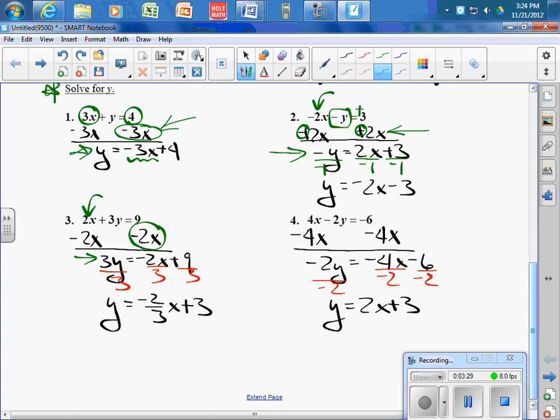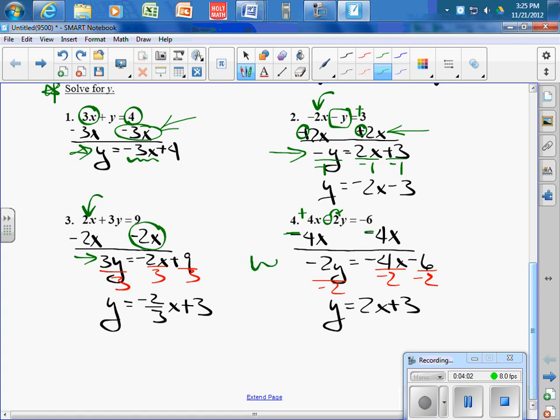In number 4, this is a positive 4x. Now, here's the danger in this one. A lot of people want to look at that minus sign, the minus 2y, and say, well, we're subtracting here, so to cancel it, we need to add. Well, that's not the case, because this is a positive 4x. The minus sign goes with the 2y. It's a positive 4x. To cancel it, we need a negative 4x. So we do minus 4x to both sides.